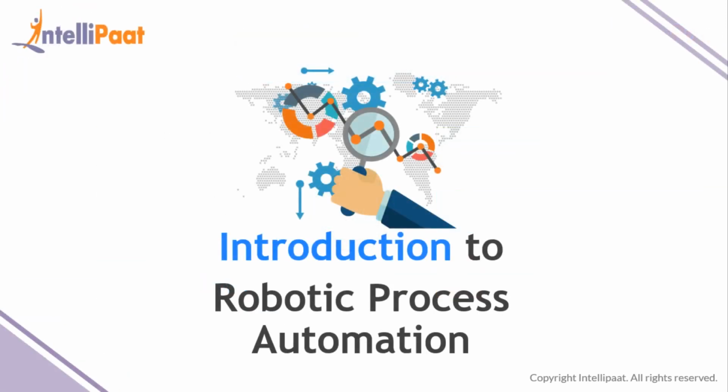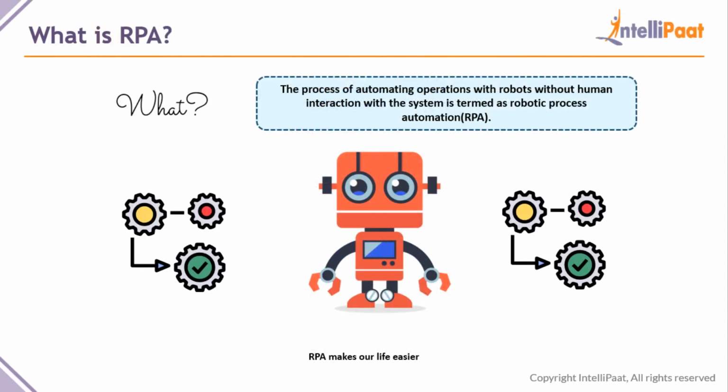The first topic on our hand is Introduction to Robotic Process Automation. So what is RPA is the question. If we go by the definition, the process of automating operations with robots without human interaction with the system is termed robotic process automation. Makes sense, doesn't it? No. So let's break it word by word to understand this term much better.